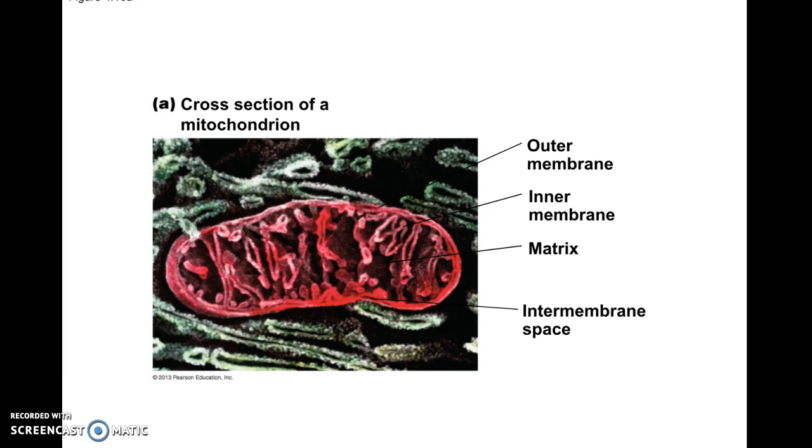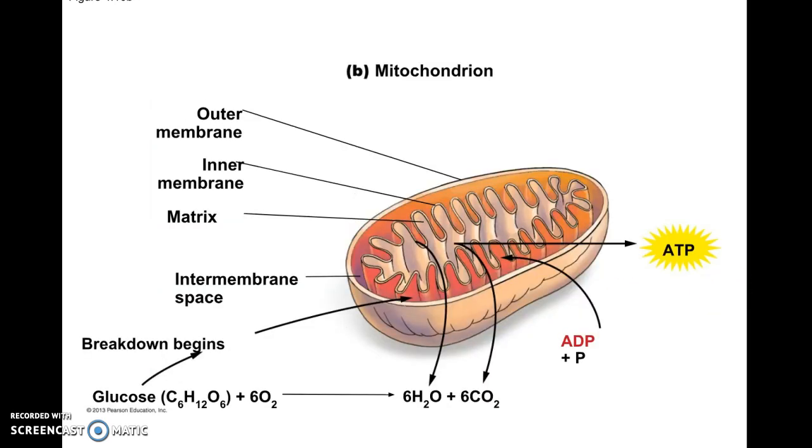Here is a micrograph of one showing the outer and inner membranes, the matrix, which is the cytoplasm of the mitochondrion itself, and has its own name. And there's also an intermembrane space in between the outer membrane and the inner membrane, just to make it really exciting. Lots of surface area here.